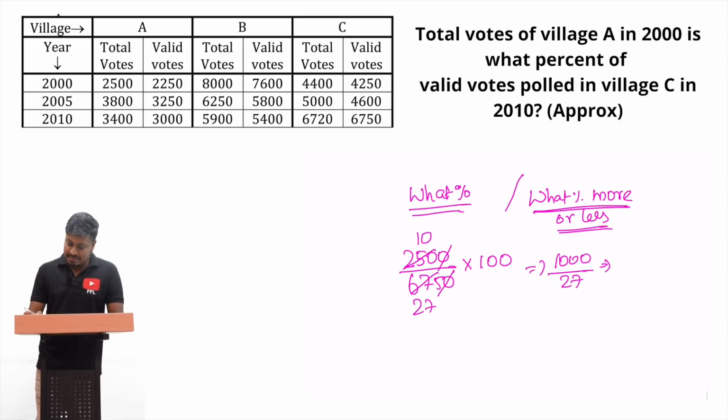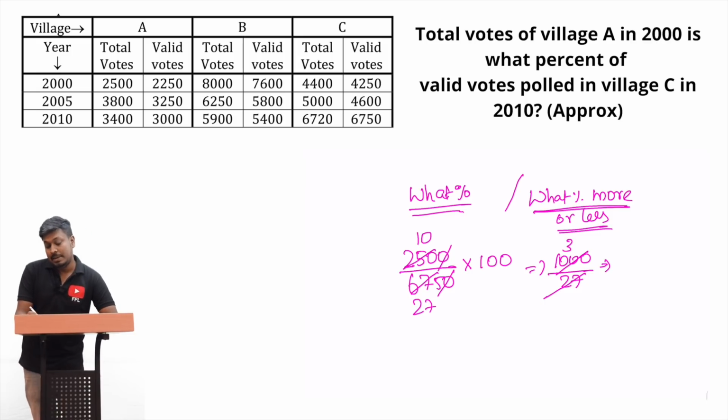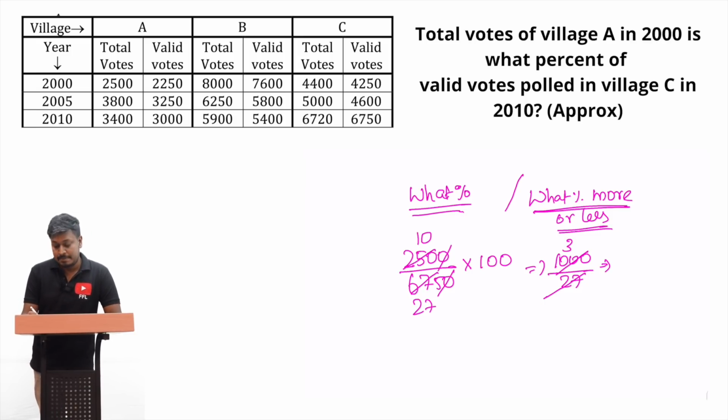I think it's an approximate value. When you divide, this becomes 3 times, 81, something, 19 remaining, 190, 7 times. They are just asking for an approximate answer. So we can say the approximate answer is 37%, which is option number C. Got it?